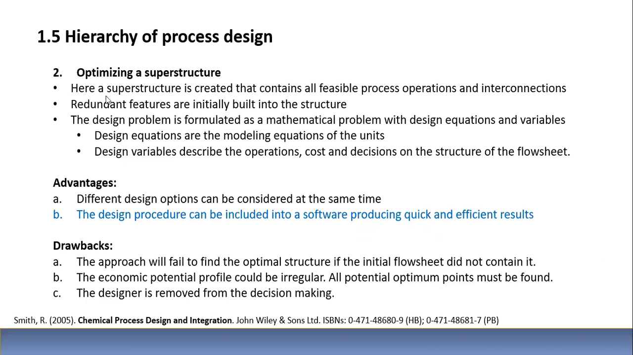Optimizing a superstructure. Here, a superstructure is created that contains all feasible process operations and interconnections. Redundant features are initially built into the structure. The design problem is formulated as a mathematical problem with design equations and variables. The design equations are the modeling equations of the units. Design variables describe the operations, costs, and decisions of the structure.